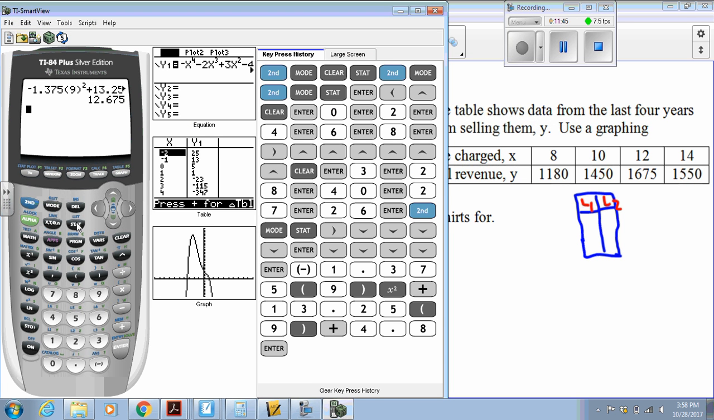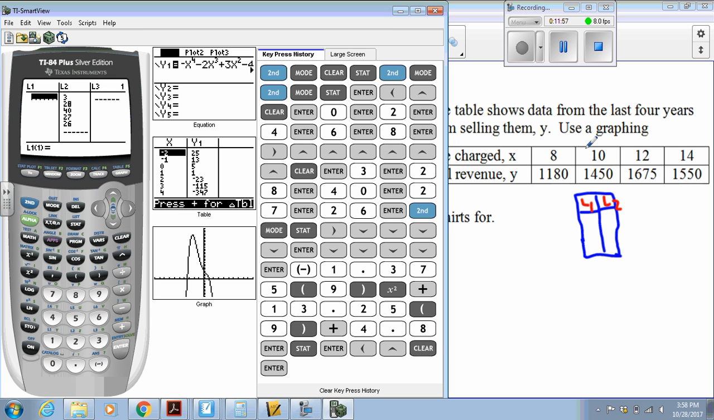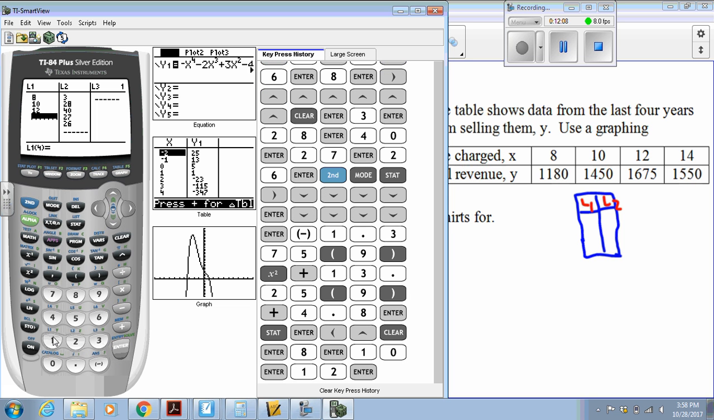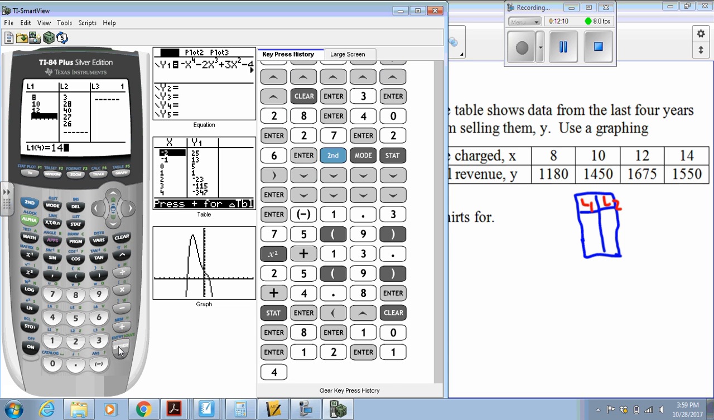So remember, go back to Stat. Now we need to edit, so we press Enter. Now we need to plug in values for our L1, so I'm going to clear it, so I press Clear, Enter. And I'm going to plug in the values 8, 10, 12, and 14 into my graphing calculator. So I put 8, Enter, 10, Enter, 12, and 14. And don't forget to make it Enter.